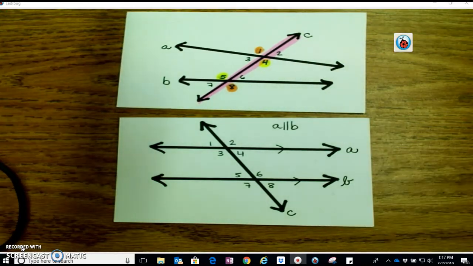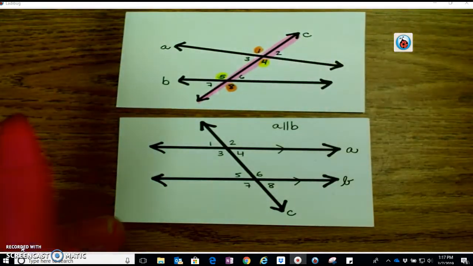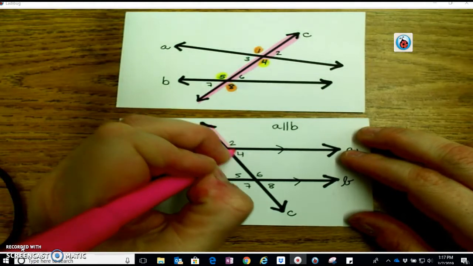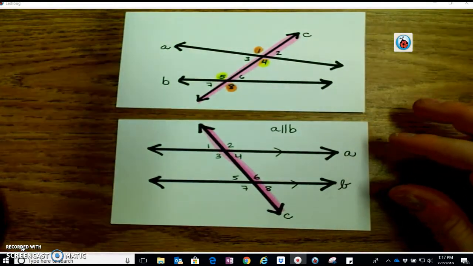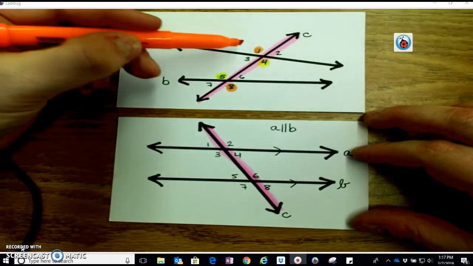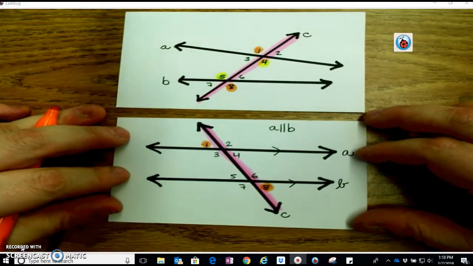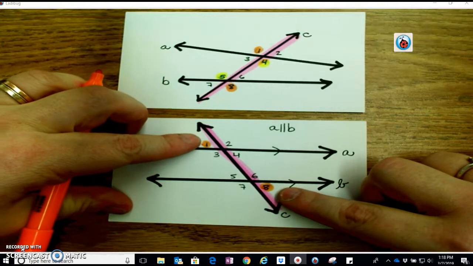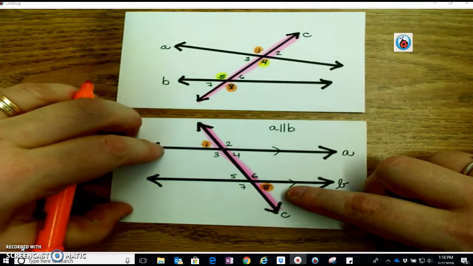All right, so we're going to take a look at the same type of relationships that we saw in this example, in this one. So here again is our transversal. And if I wanted to take a look at alternate exterior, let's take a look at the same ones. 1 and 8 are still alternate exterior angles. They're on the outside and opposite sides of the transversal.